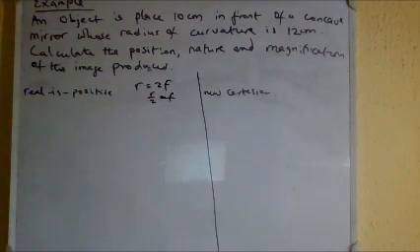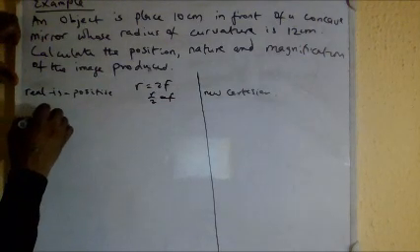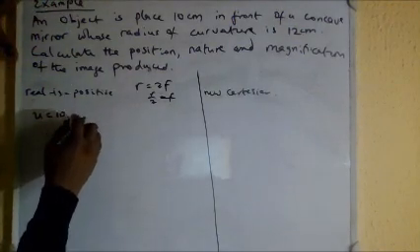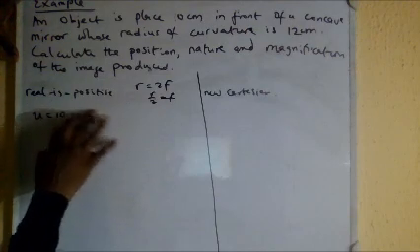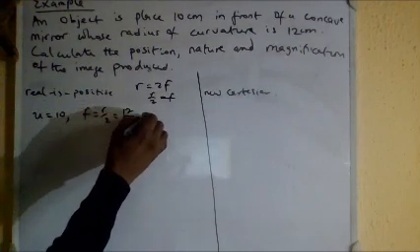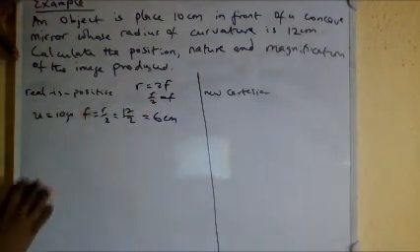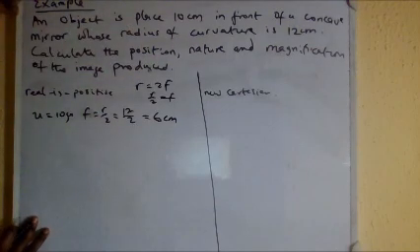All right, so an object is placed 10 cm. So object distance here, u, is equal to 10. Then radius of curvature, r, is 12. If r is 12, focal length will now be f equals r/2, which is equal to what? 12/2, which is equal to 6. Focal length is 6 cm. This one is 10 cm. So calculate the position, nature, and magnification of the image produced.